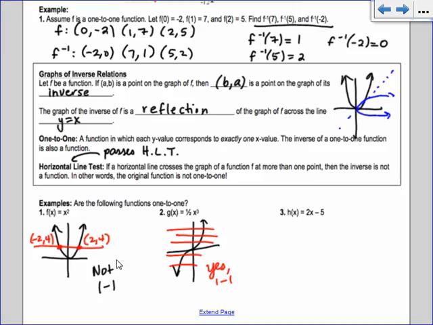All right, and then 2x minus 5, that starts out at a y-intercept of negative 5, and now I have a slope of 2. So yes, this is also 1-to-1.